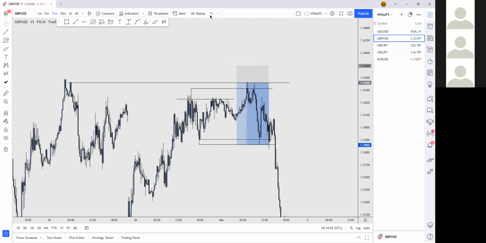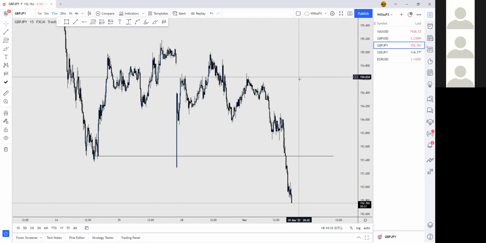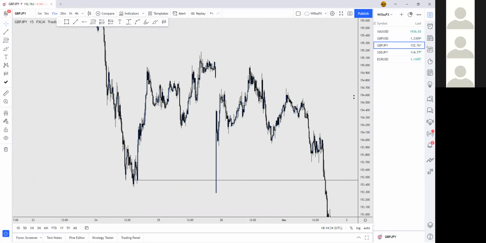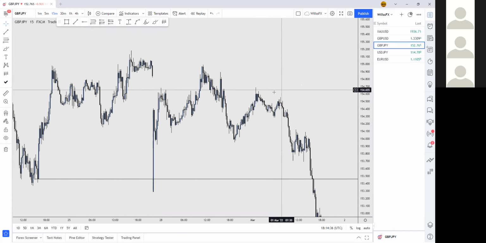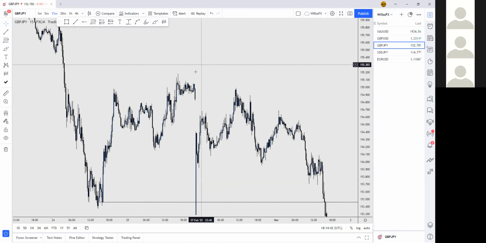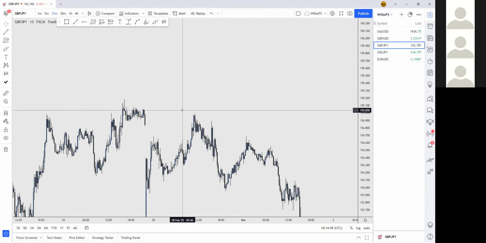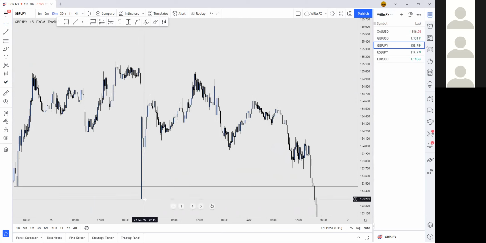Okay, so if we go on to GJ, this was a nice setup. And it was a weird scenario with the gaps that actually happened. I was actually wanting to sell GJ from a level up here. I think I had a higher time frame fib across this level, but we did gap like crazy to the downside, which meant I had to adapt the strategy to trade around the gap.